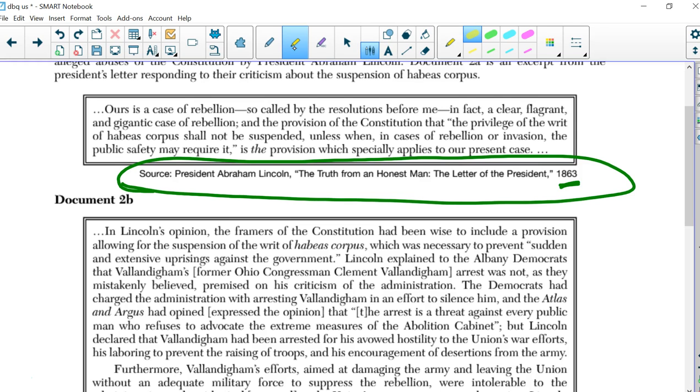And the provision of the Constitution that, quote, "the privilege of the writ of habeas corpus shall not be suspended unless when, in cases of rebellion or invasion, the public safety may require it," is the provision which specifically applies to our present case. So we know that the president is going to be for this, right? He's in support of suspension of habeas corpus because, and he cites the Constitution provision in the Constitution.